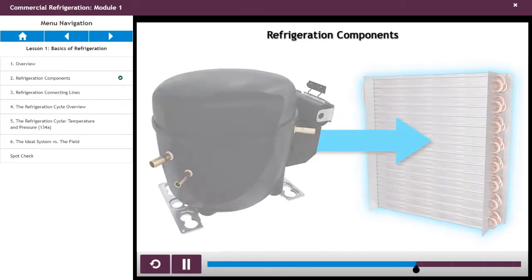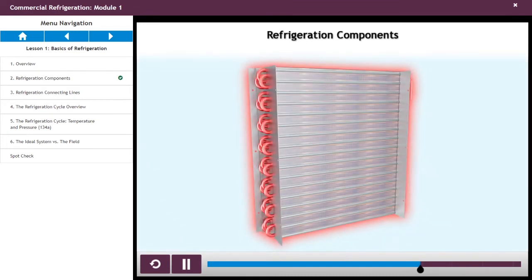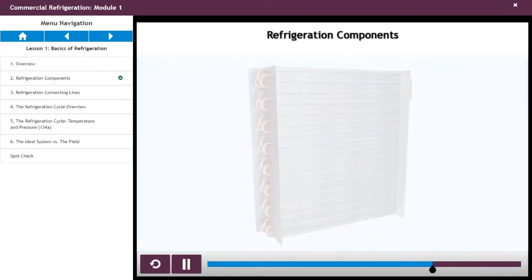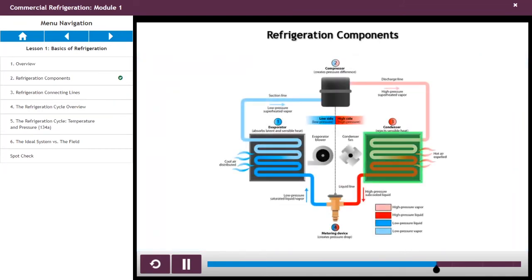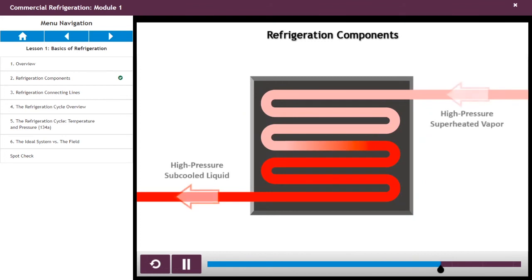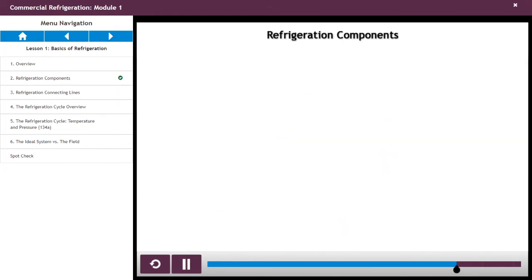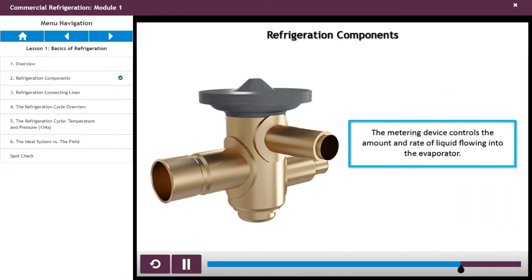At this point, the refrigerant is full of absorbed heat, and the condenser's job is to make the refrigerant give up the heat to the cooler ambient air. As the refrigerant gives up heat in the condenser, it cools back into liquid form. This liquid refrigerant flows through the liquid line to the refrigerant metering device. The metering device controls the amount and rate of liquid flowing into the evaporator.